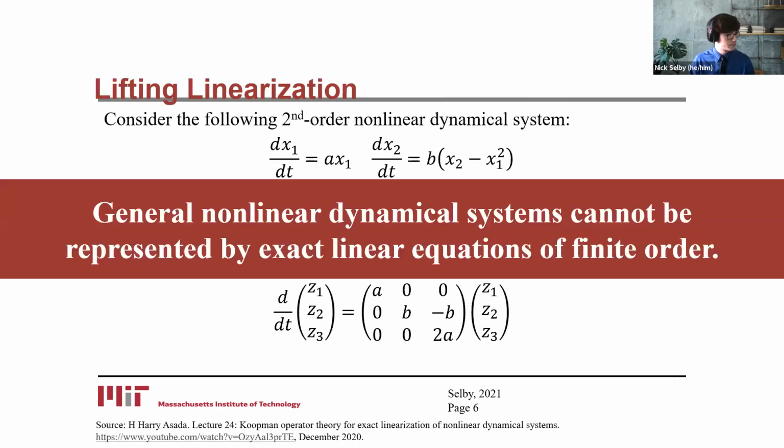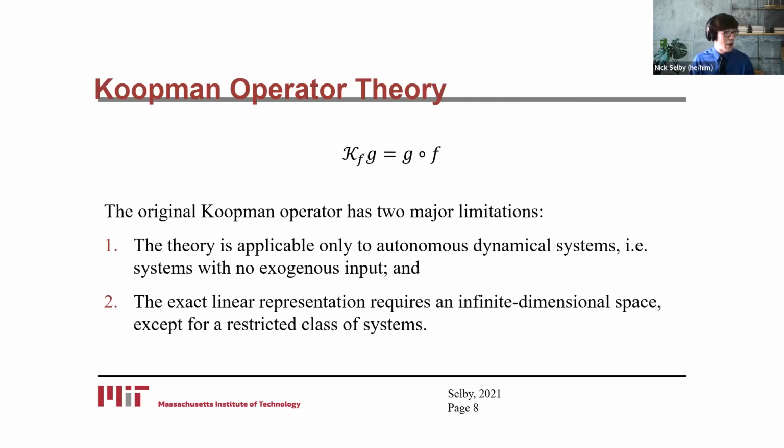However, the original Koopman operator has two major limitations. The first is that the theory is only applicable to autonomous dynamical systems. So the original Koopman operator theory does not allow for exogenous inputs, like if I have a controller acting on the system or some disturbances acting on the system, it doesn't allow for that. And second is that the exact linear representation requires an infinite dimensional Hilbert space, except for a restricted class of systems.